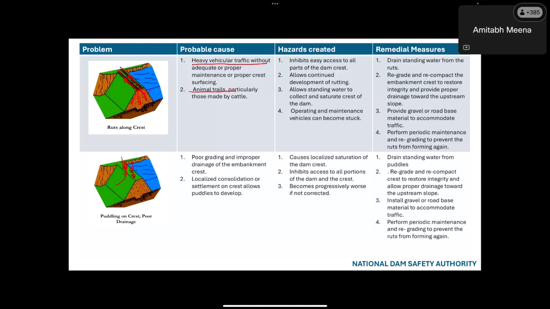So the remedial measure is to regrade and recompact the crest to restore integrity and allow proper drainage towards the upstream slope. Install gravel or road-base material to accommodate traffic. Perform periodic maintenance and regrading to prevent the ruts from forming again.